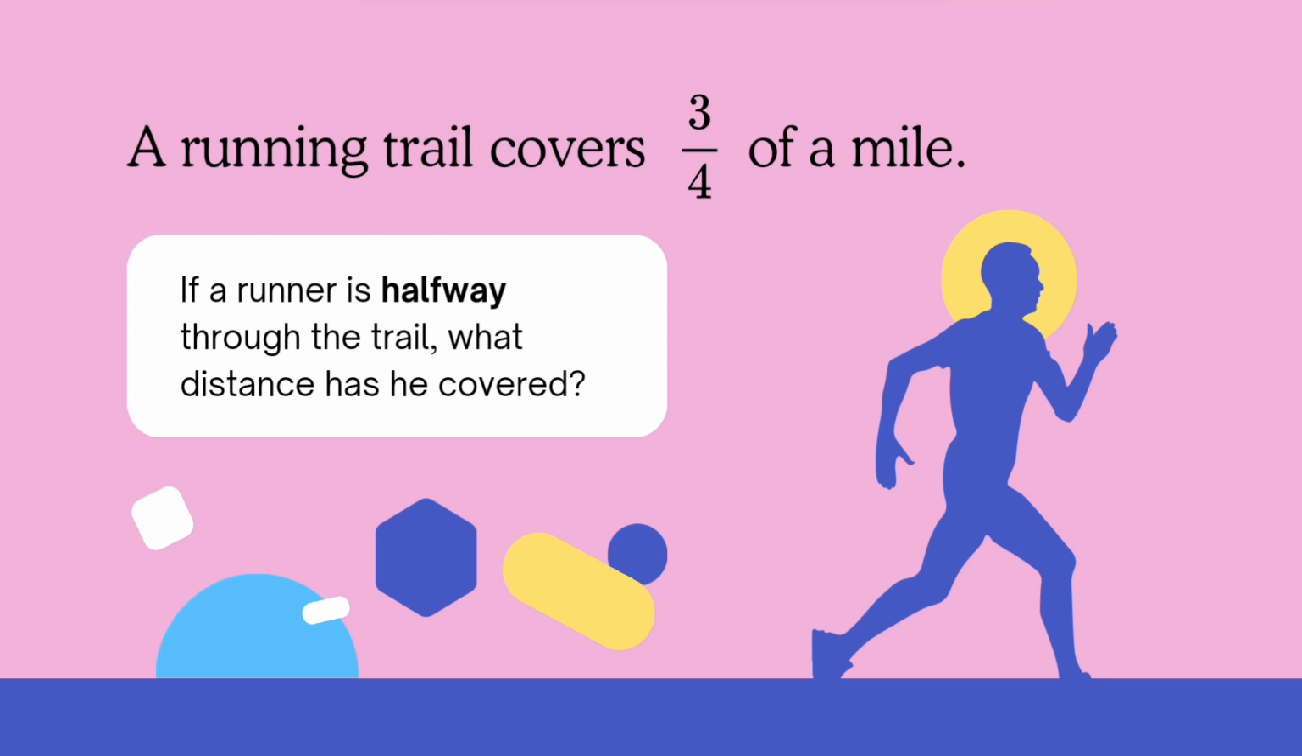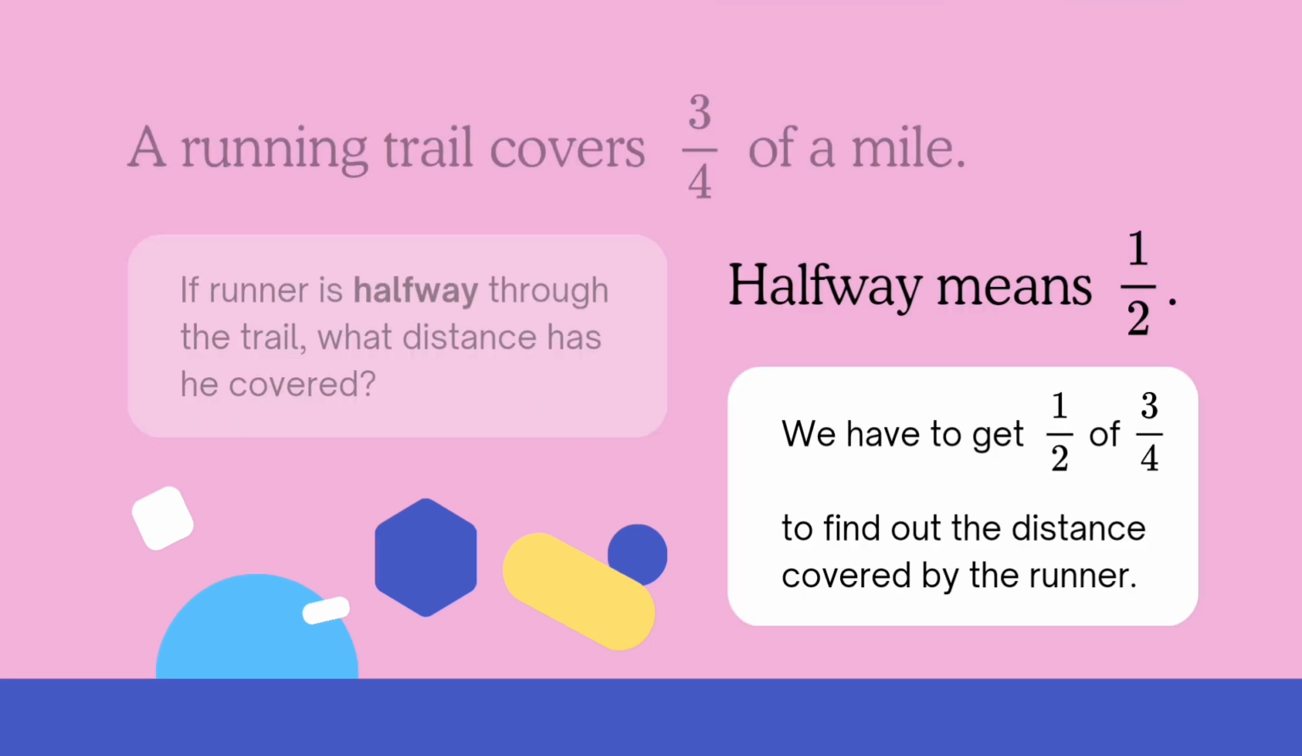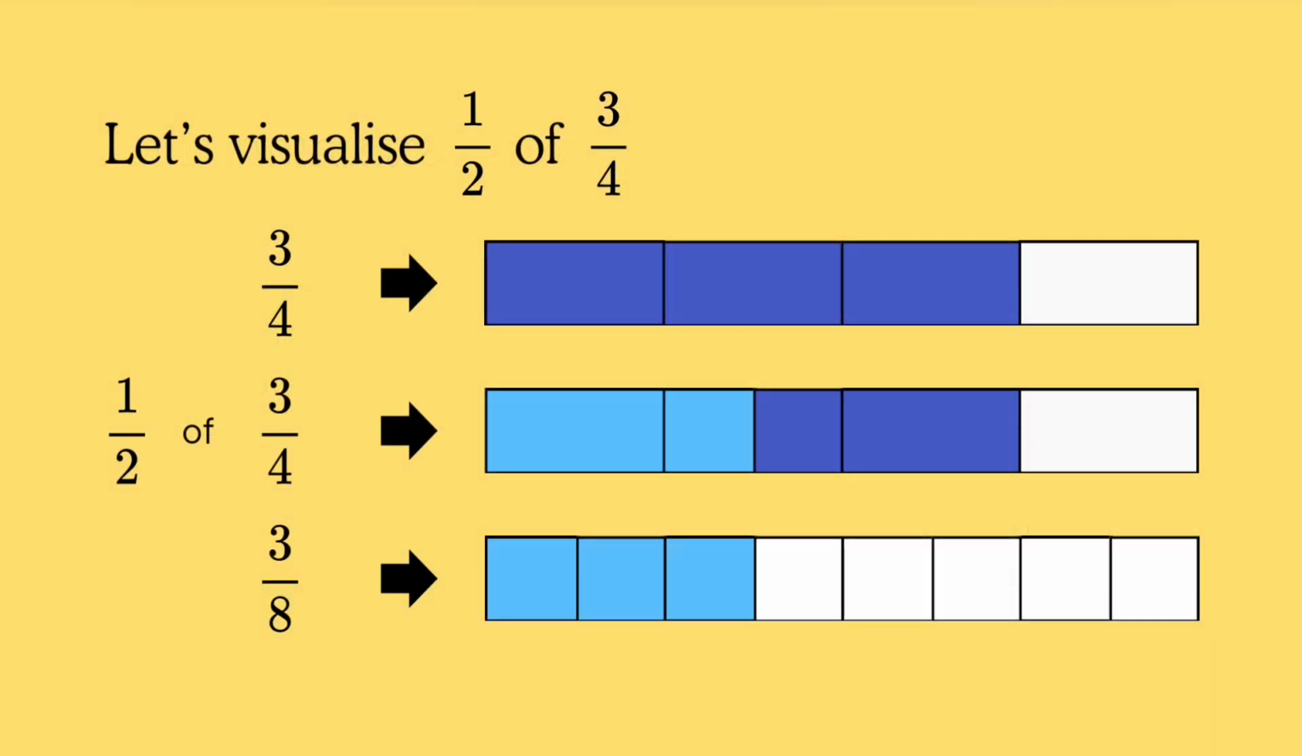Let's move on to the next example for better understanding. Okay. So here there is a question. A running trail covers 3 by 4 of a mile. If a runner is halfway through the trail, then what distance has he covered? We have to get half of 3 by 4. Let us solve this through area model.